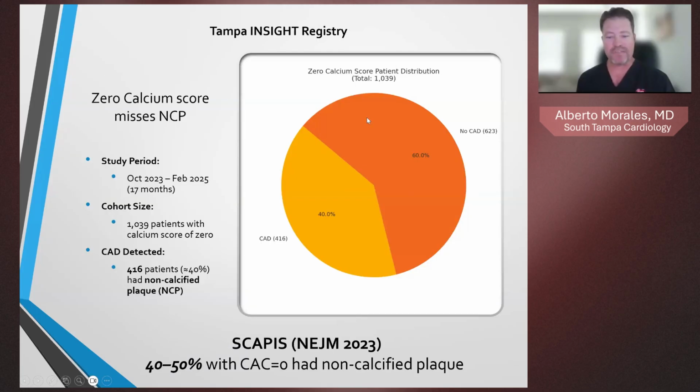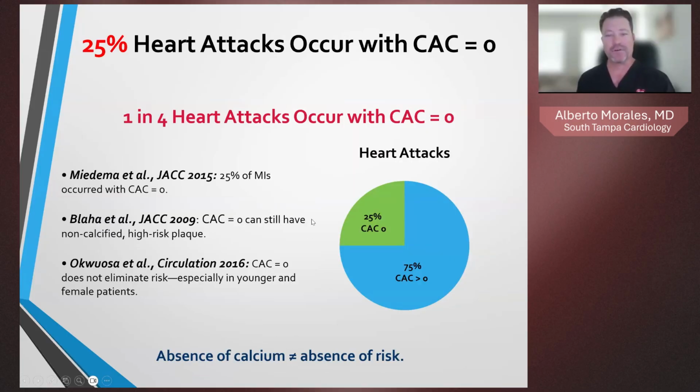So what is the relevance of a zero calcium score? Does that mean you do not have disease? Here's just data from my registry, the Tampa Inside Registry. We looked at the last 1,000 patients that we've scanned with a zero calcium score. What we found is that well over 40% had plaque in their arteries, some of which had significant obstructive plaque. The SCAPIS trial, a Swedish trial that screened up to 25,000 asymptomatic people, showed that up to 40 to 50% of patients with a zero calcium score had plaque in their coronaries.